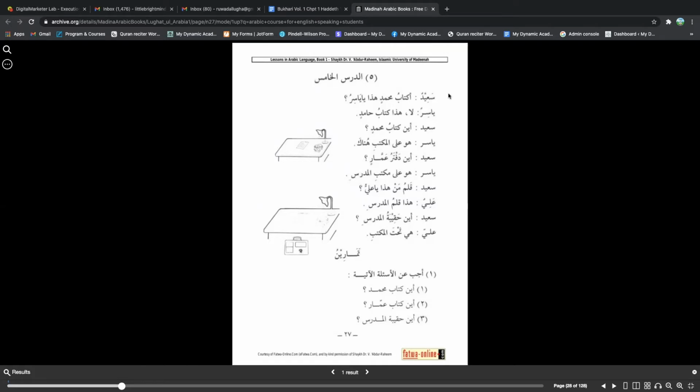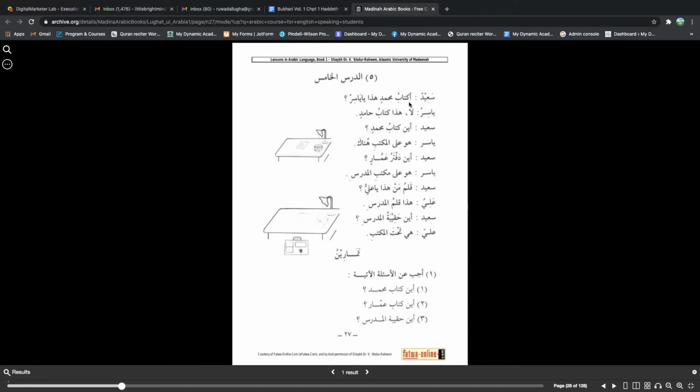Okay. So first, you have Sa'idun. Sa'id is speaking. He says, "Akitabu Muhammadin hada ya yasiru." So is this Muhammad's book?